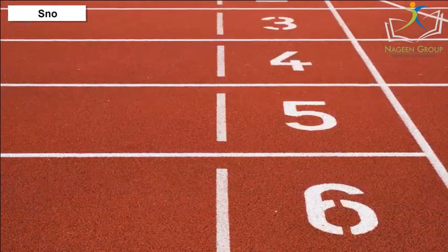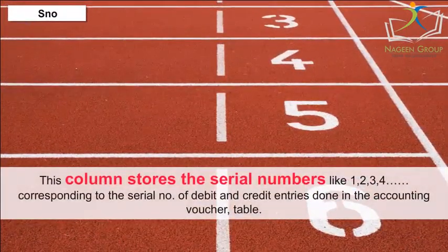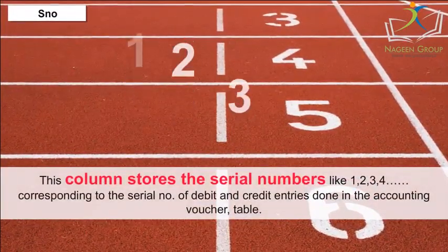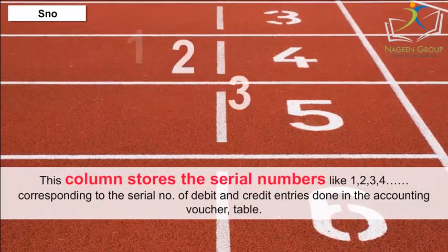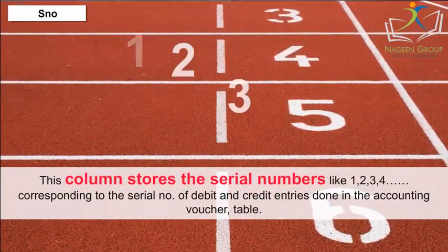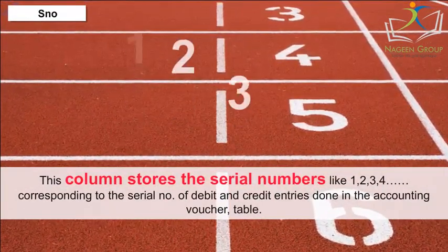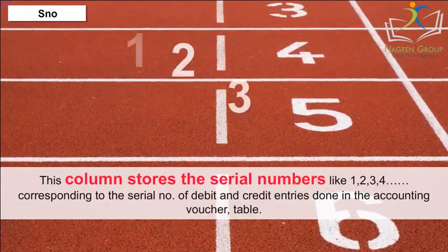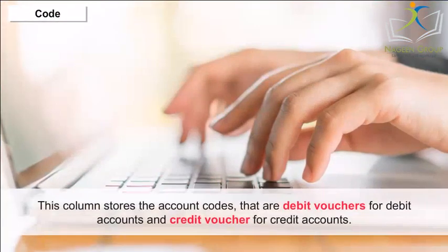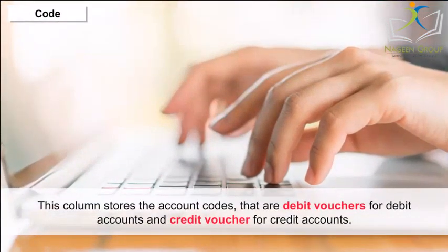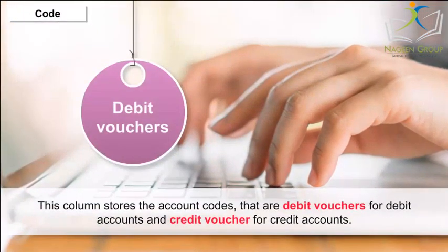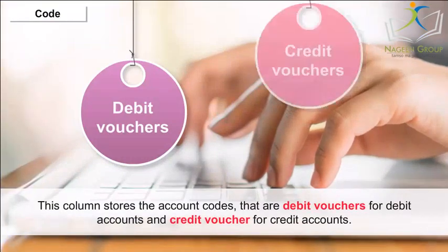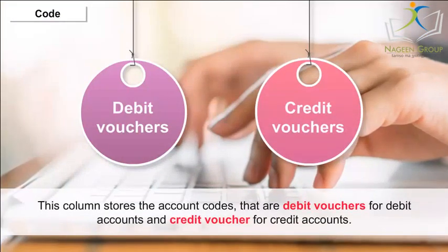Serial number. This column stores the serial numbers like 1, 2, 3, 4 corresponding to the serial number of debit and credit entries done in the accounting voucher table. Code. This column stores the account codes that are debit vouchers for debit accounts and credit vouchers for credit accounts.